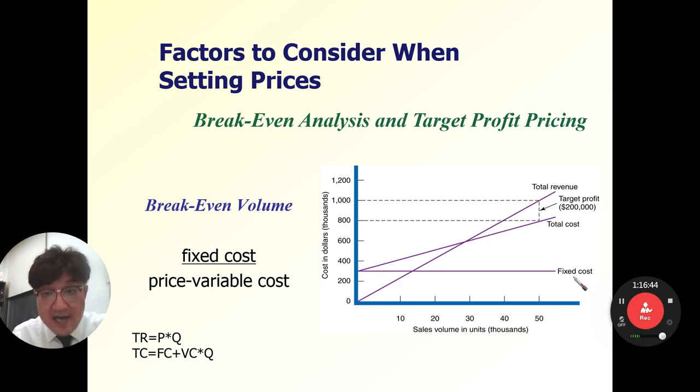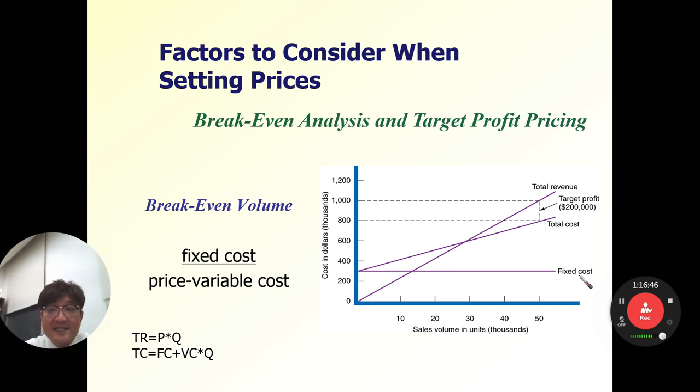Can I ask you a question? How much is the fixed cost? That is easy, right? Do you see the 300? Yeah, it is 300,000, but to make it simpler, let's forget about the last three zeros. We call it, say, 300. 300 is the fixed cost.